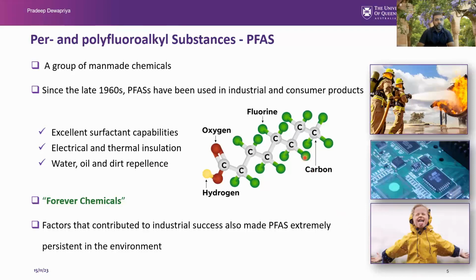Here I'm showing you a typical PFAS structure. Most probably we can detect it in all our bloods. The carbon-fluorine bond makes these chemicals extremely persistent in the environment. Hence, these chemicals are generally known as forever chemicals. The properties that made PFAS an industrial success also contributed to their extreme environmental persistence. Now PFAS has become a global environmental issue.